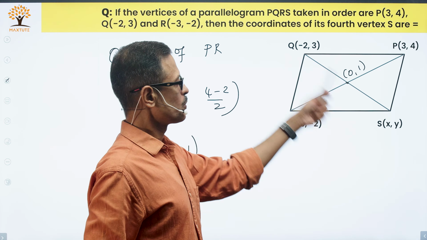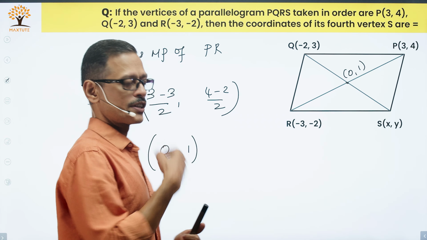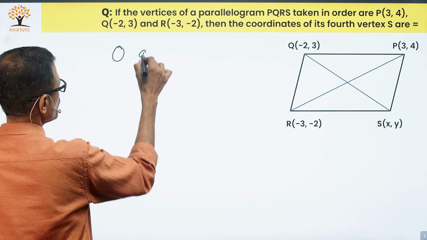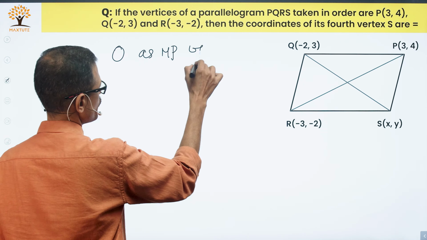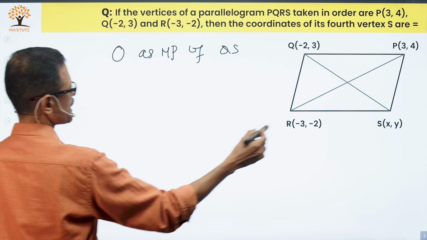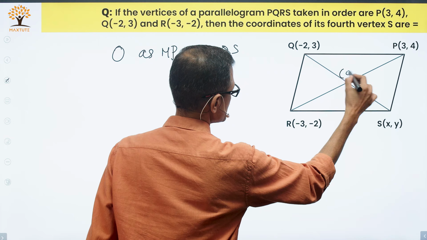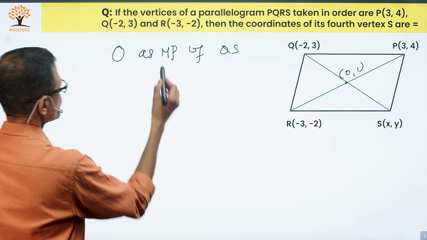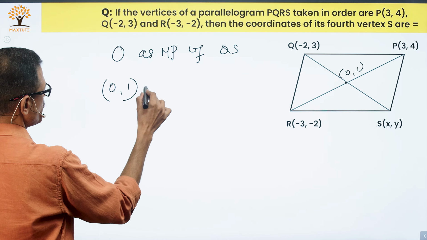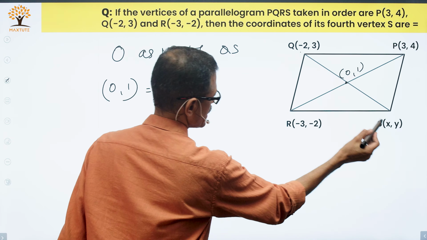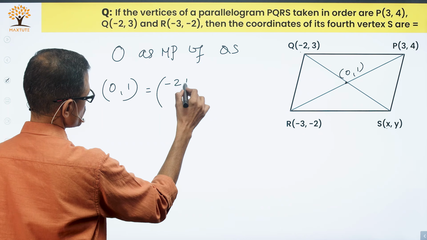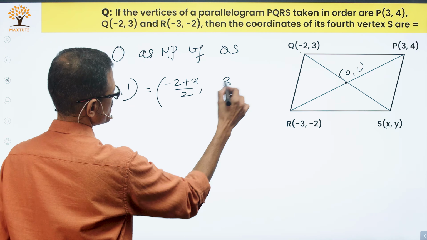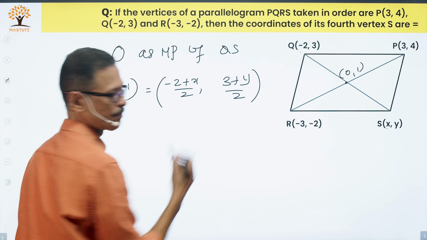We know the coordinates of Q. We just need to find out the coordinates of S. So let's again reapply the midpoint formula. We're going to compute O as the midpoint of QS. We know that the coordinates of O are (0, 1), right? That's what we got. So essentially (0, 1) should be equal to ((x1 + x2)/2, (y1 + y2)/2), which is ((-2 + x)/2, (3 + y)/2).